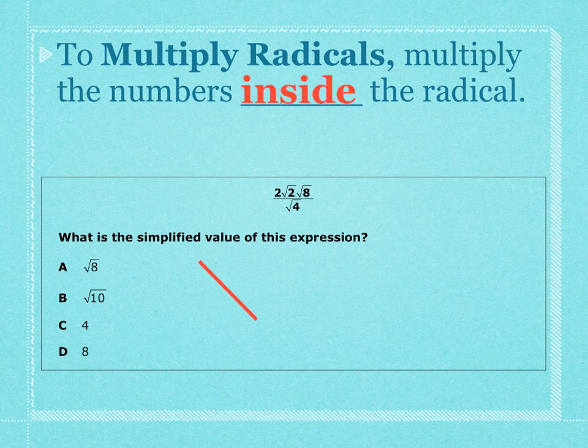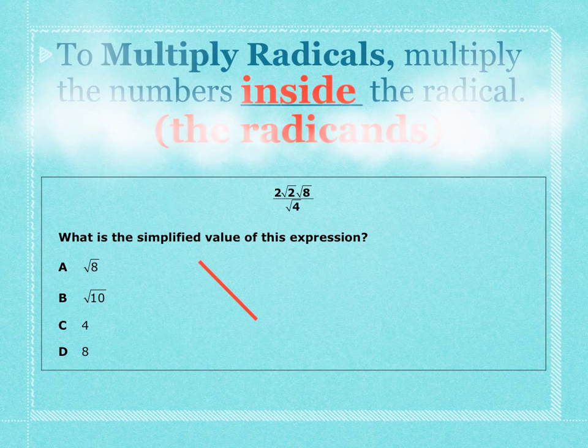In this example, we have 2 times the square root of 2 times the square root of 8 divided by the square root of 4. The first thing we always want to check when we have radicals is whether any of these are perfect squares. The square root of 2 is not going to be a whole number. The square root of 8 is not going to be a whole number, but if you look at the denominator, the square root of 4 is 2, which is awesome because we won't have to rationalize anything.